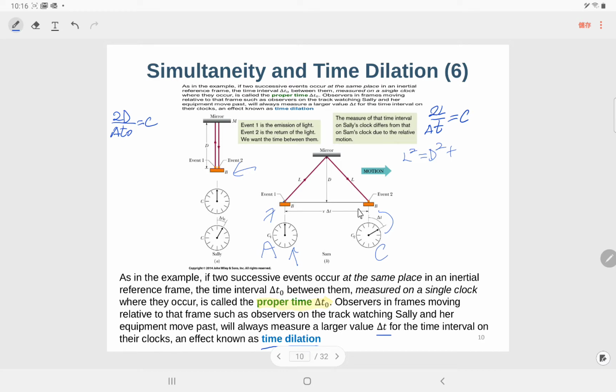the total is v delta t. So half is v delta t over 2. So it only satisfies this simple equation. And we know that L is c delta t over 2. So (c delta t over 2) squared equals this one. We have D equals c delta t0 over 2, plus (v delta t over 2) squared.